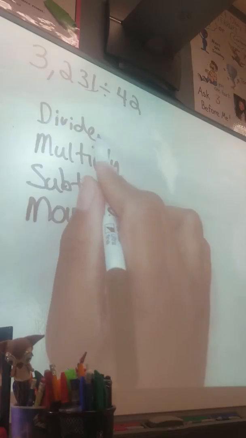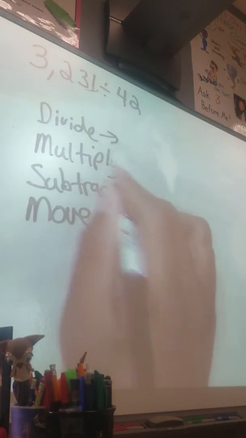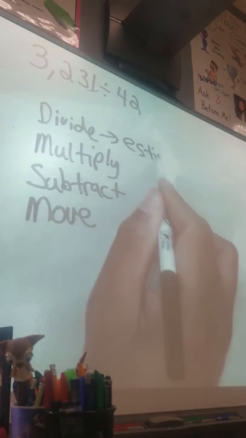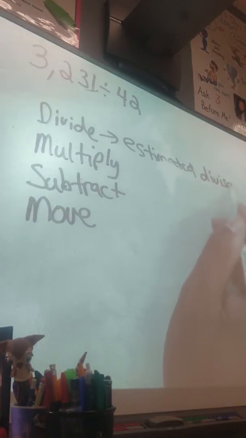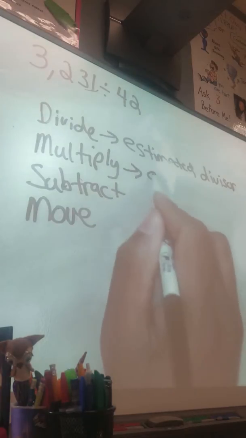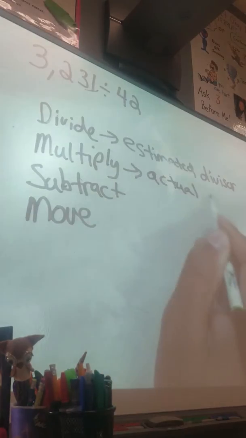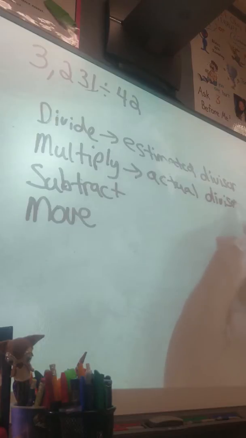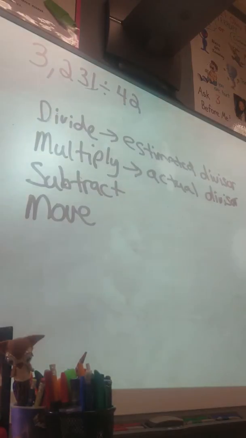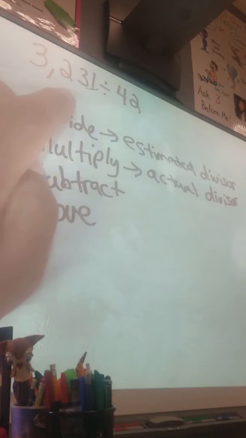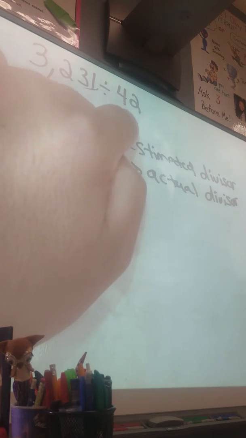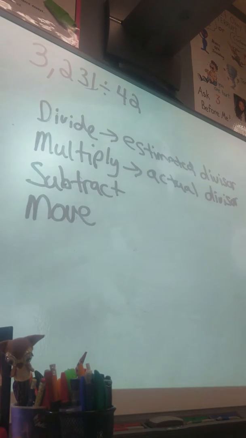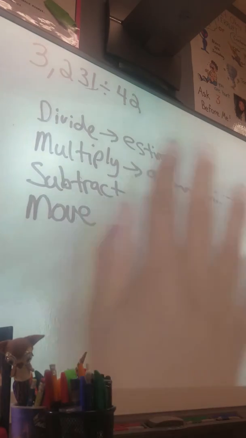When we divide with this method, we're going to use our estimated divisor. When we multiply, we use our actual divisor. Just to remind you, our dividend is the number that we are going to be dividing, and our divisor is the number that we're going to be dividing by. Okay? So, let's get started.